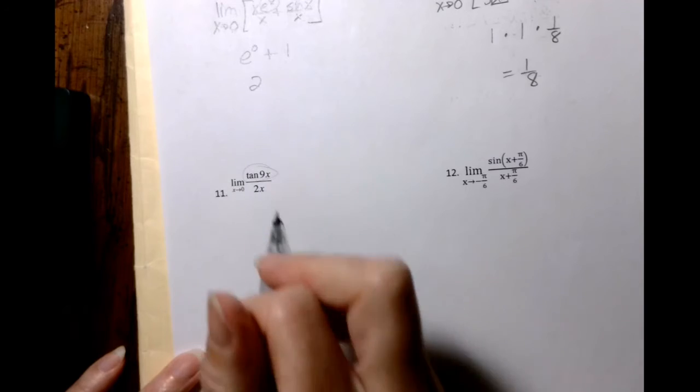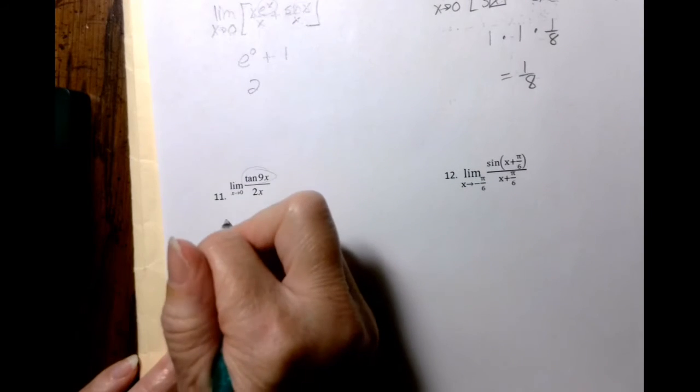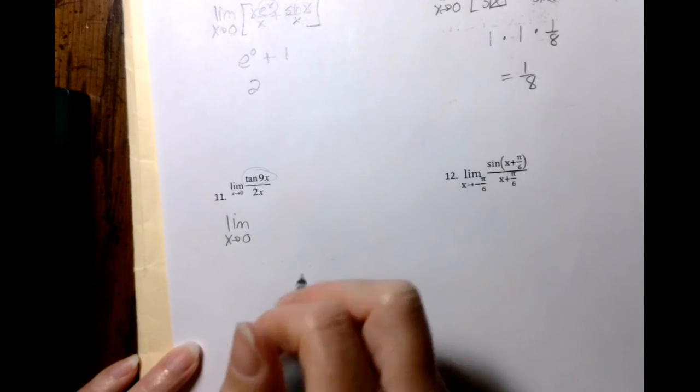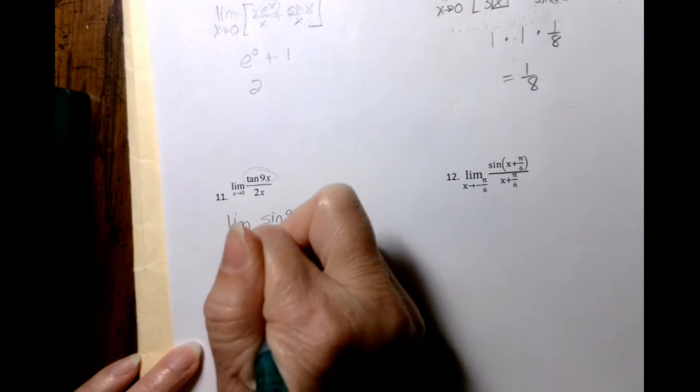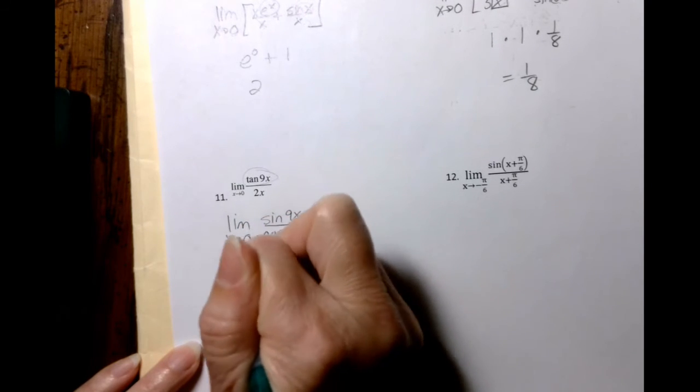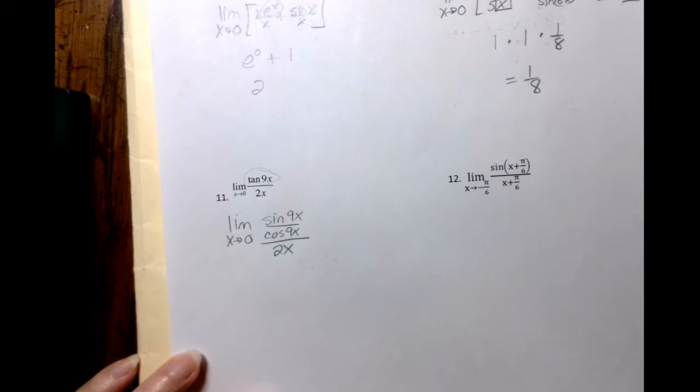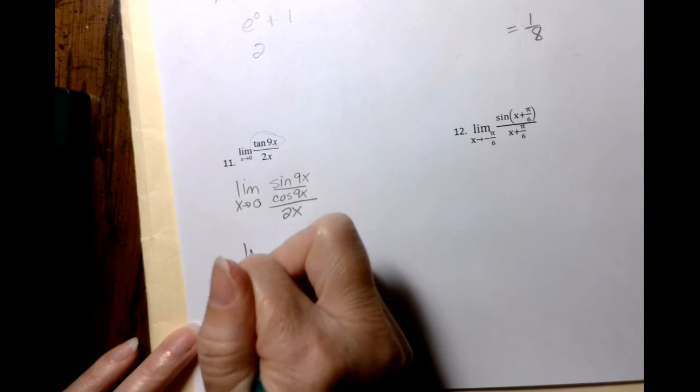I have tangent. There's no discussion up here of tangent, only of sine, because sine is the one with that special property. What I'm going to do is rewrite the tangent as sine over cosine, so I can introduce that concept of a sine, so I can apply my new rule.